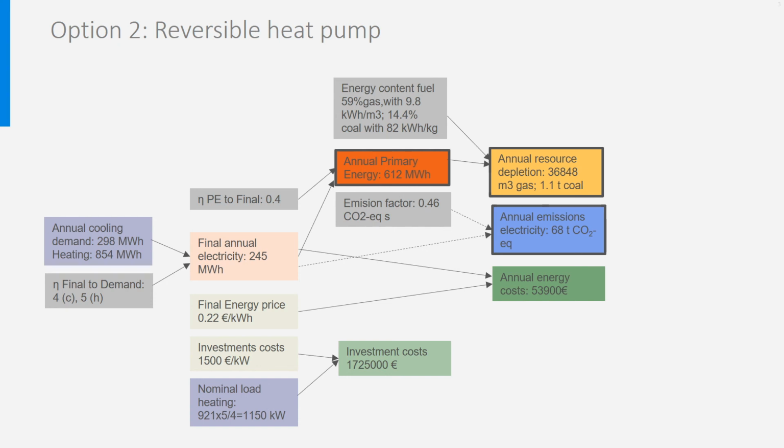The investment costs of reversible heat pumps were 1,500 euro per kilowatt heat, which brings us to a total investment cost of 1,150 times 1,500, which is 1,725,000 euro. Finally, the service life is 15 years, so the annual equivalent investment cost comes to 115,000 euro, by which the total energy costs amount to 168,900 euro.